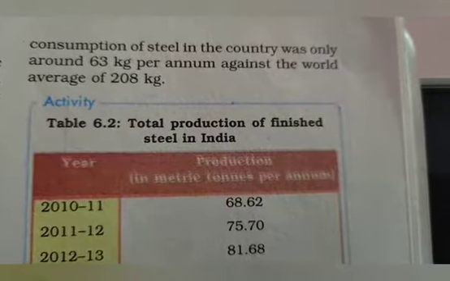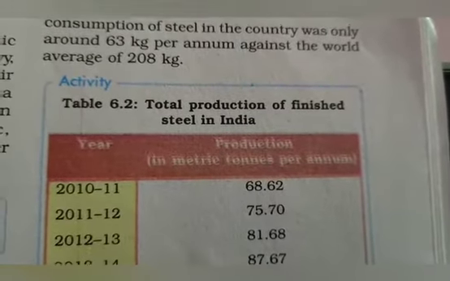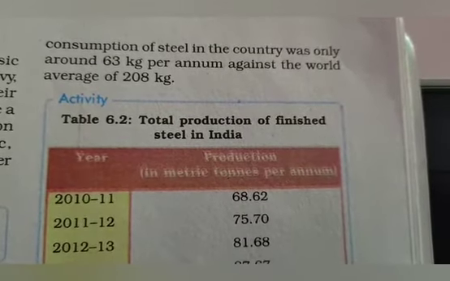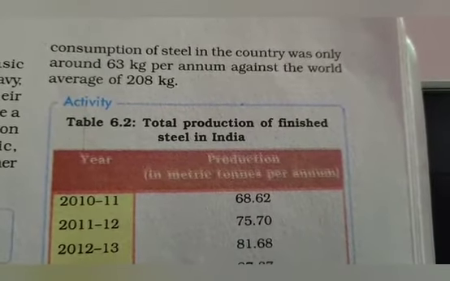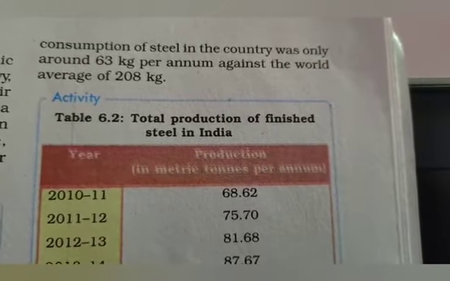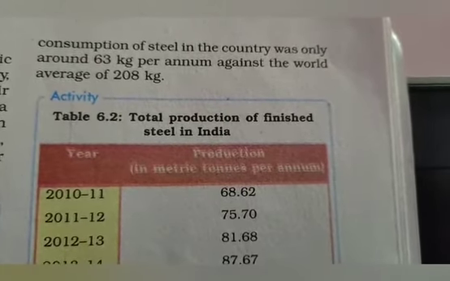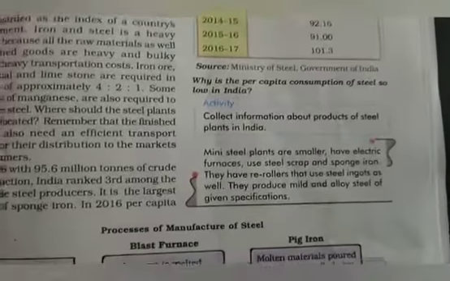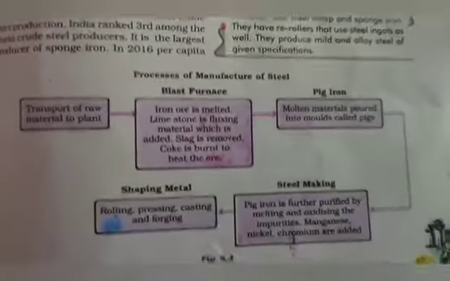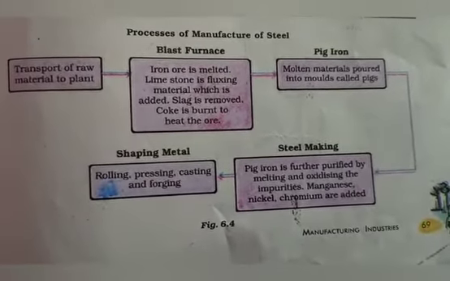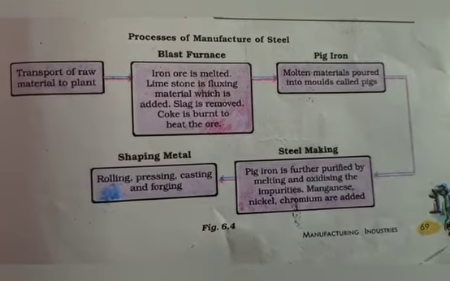In 2016, India produced 19.5 million tons of crude steel and ranked third among the world's crude steel producers. It is the largest producer of sponge iron. In 2016, per capita consumption of steel in the country was only around 33 kg per annum, against the world average of 208 kg. So how is the process of the iron and steel industry carried out?